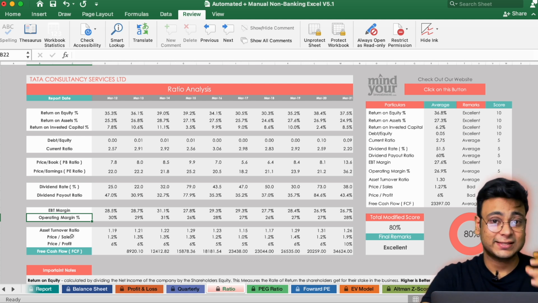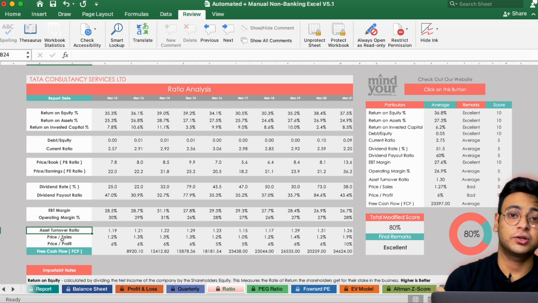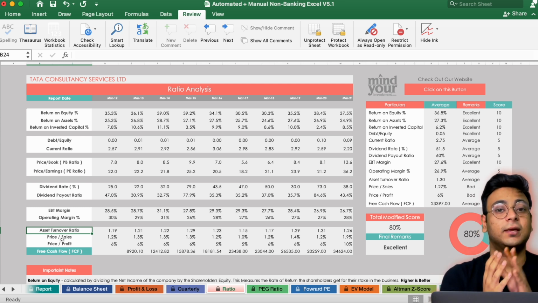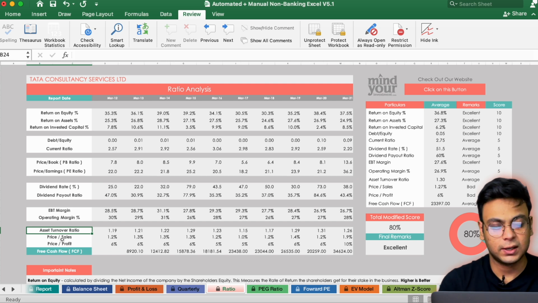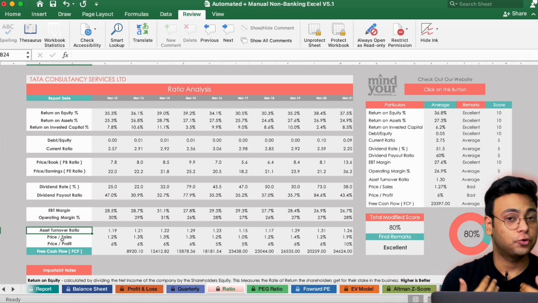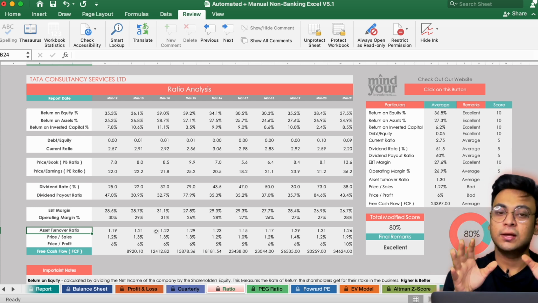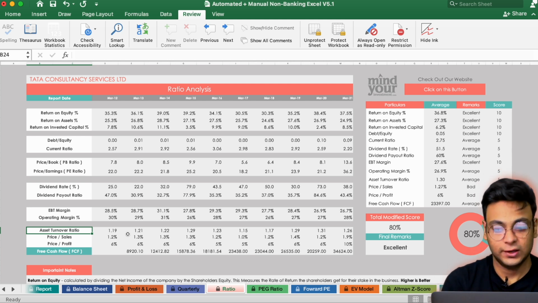And finally, the asset turnover ratio. This ratio is telling us how efficient the company's assets are being used in comparison to its equity. It is in the range of 1 to 1.5. But again, I do not pay too much attention to this ratio, but because analysts use it, we are putting this ratio in the calculation.